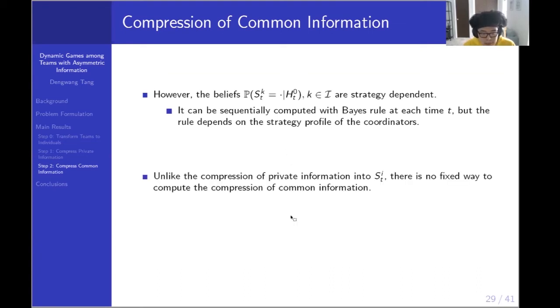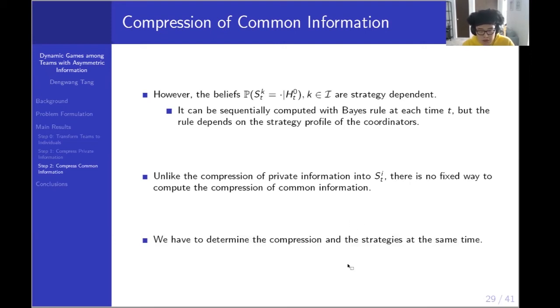Therefore, unlike the compression of private information into SPI, there's no fixed way to compute this compression of the common information, which means that in this subproblem, we have to determine the compression of common information and the strategies at the same time, rather than in the private information case, where we can just have an ad hoc compression of the private information, and that will always work in all cases.